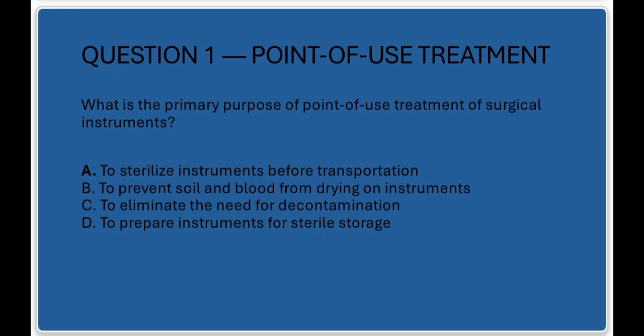Let's get started. What is the primary purpose of point of use treatment of surgical instruments? Option A, to sterilize instruments before transportation. B, to prevent soil and blood from drying on instruments. C, to eliminate the need for decontamination. Option D is to prepare the instruments for sterile storage.